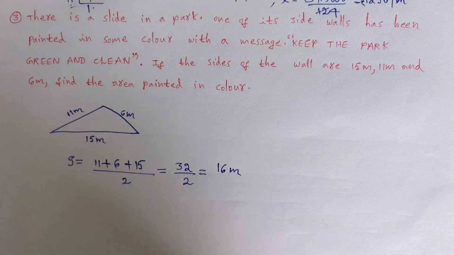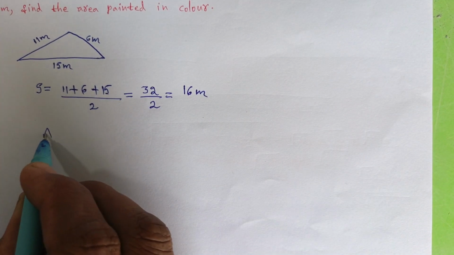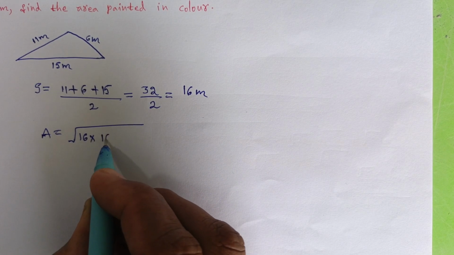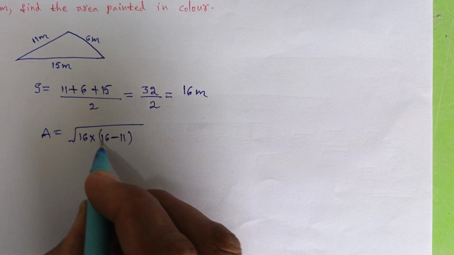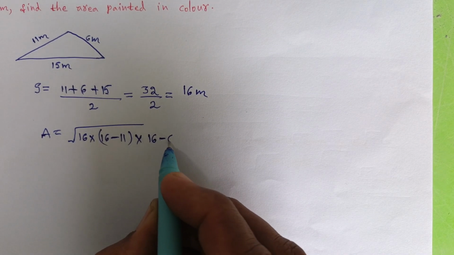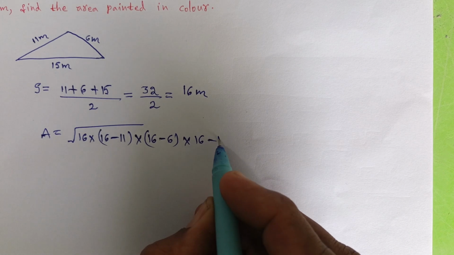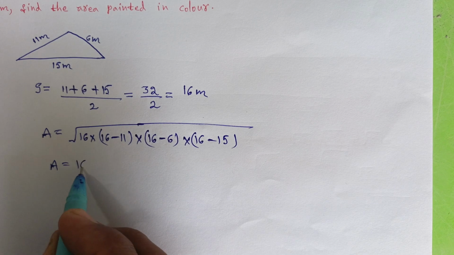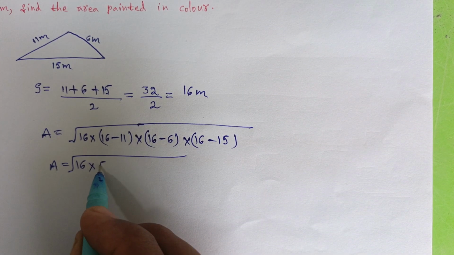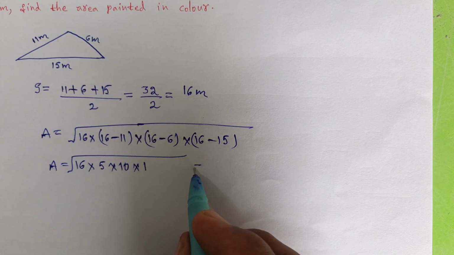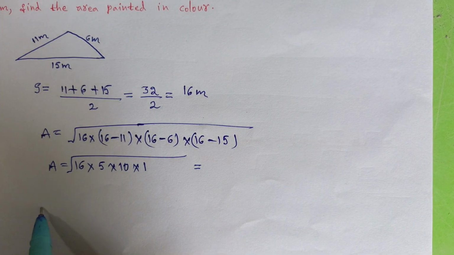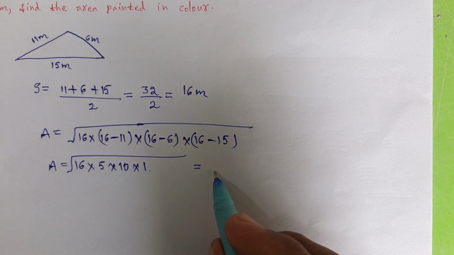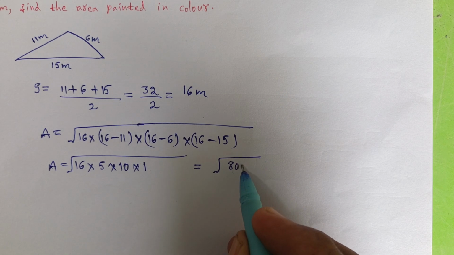Now coming to the area calculation here. Under root of s into s minus a, here s value 16, so 16 minus 11 into 16 minus 6 into 16 minus 15. So we can calculate area as under root of 16 into 5 into 10 into 1. So here 16 5 is 80, 80 into 10 is 800, 800 into 1 is 800. So root 800 we get.